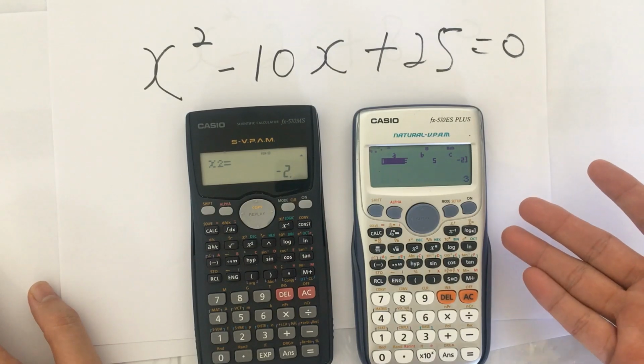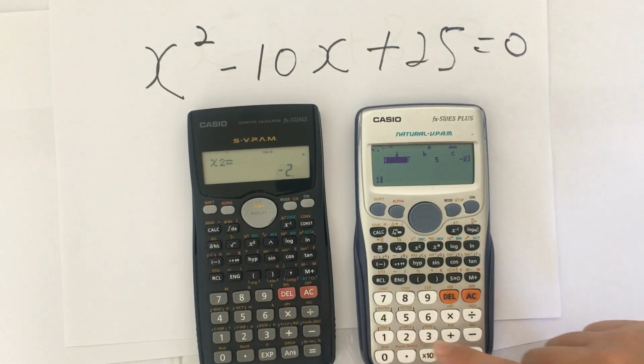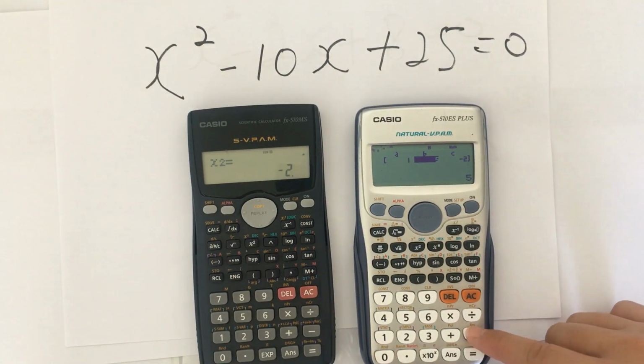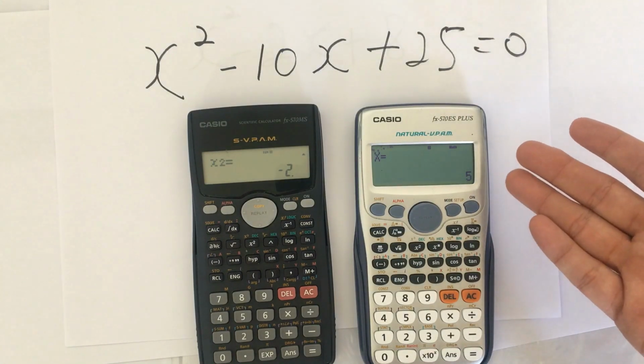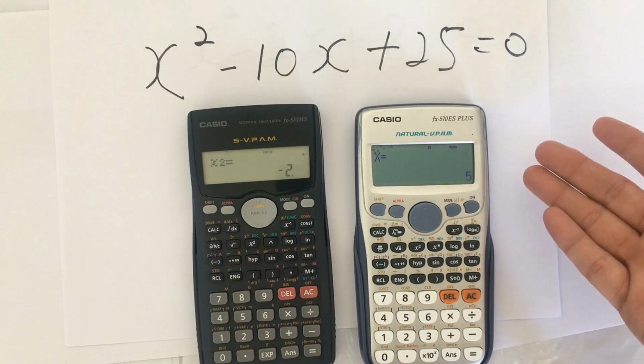I'm going to put in my A, B, C. My A is 1, my B is negative 10, my C is 25. Okay, and my X. Okay, look at this one. There's no X1, X2. There's only X equals to 5.